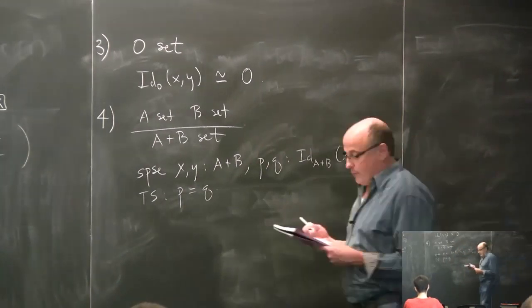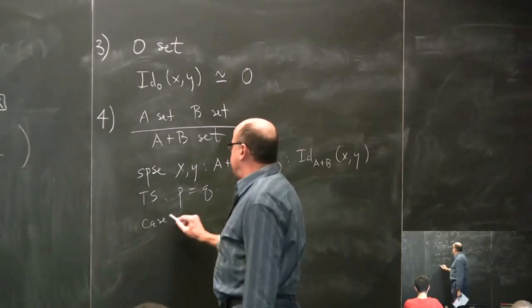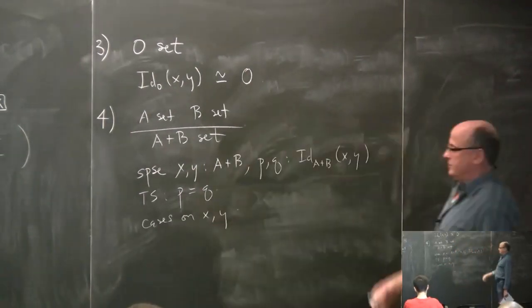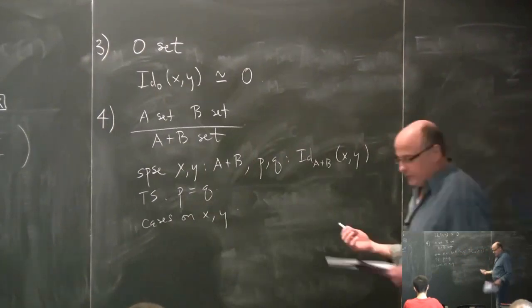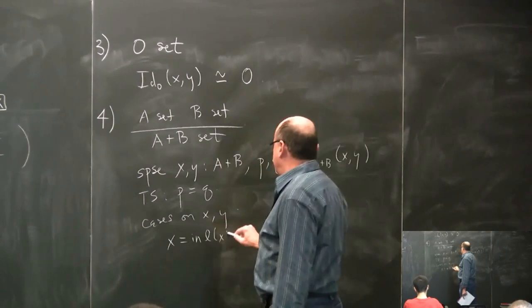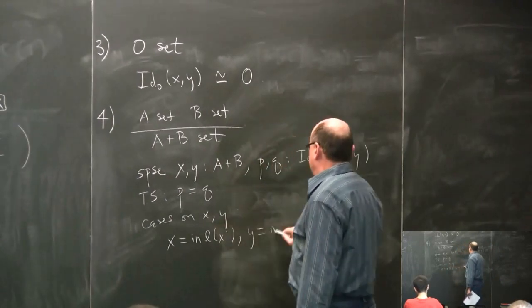So how do we do it? Well, the way I did it anyway is I said we do cases on x and y. That is an iterated case analysis. You do a case on x, then a case on y. So I'll do one case here. One case here is, you know that x is in left of x prime and y is in left of y prime.